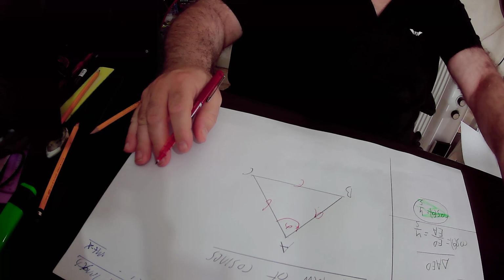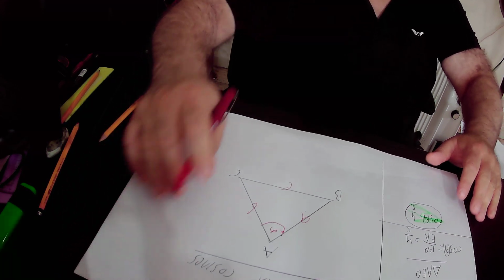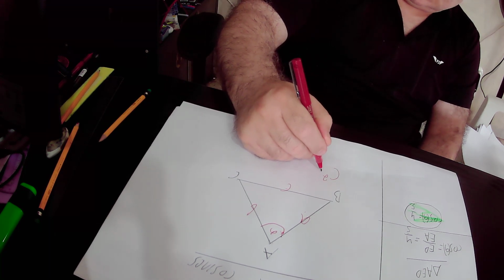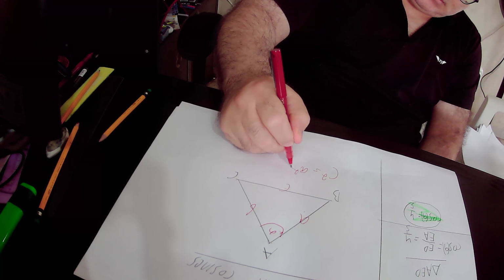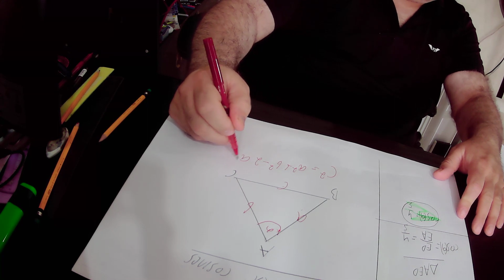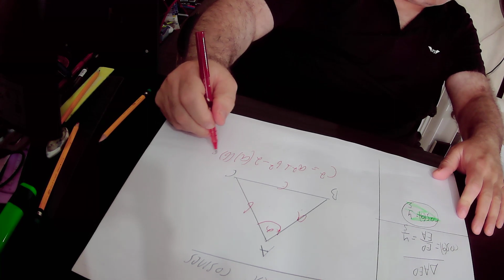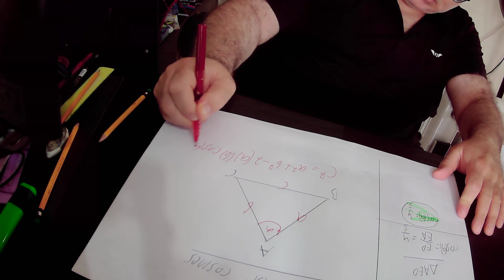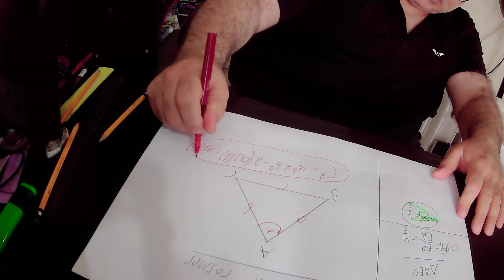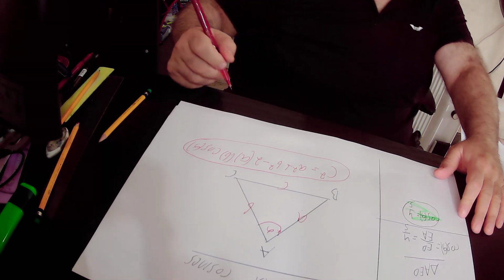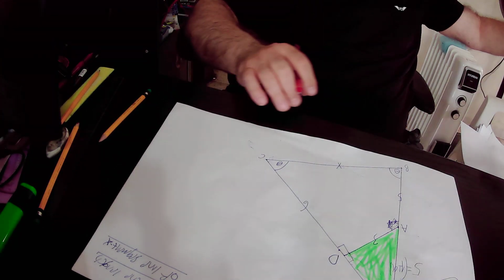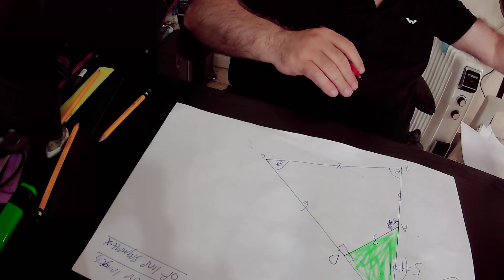Then, according to the law of cosines, we will get that C squared equals A squared plus B squared minus 2 times A times B times cosine alpha. Okay? We can use this equation in any triangle. So we'll implement the law of cosines in this big triangle, triangle ABC.